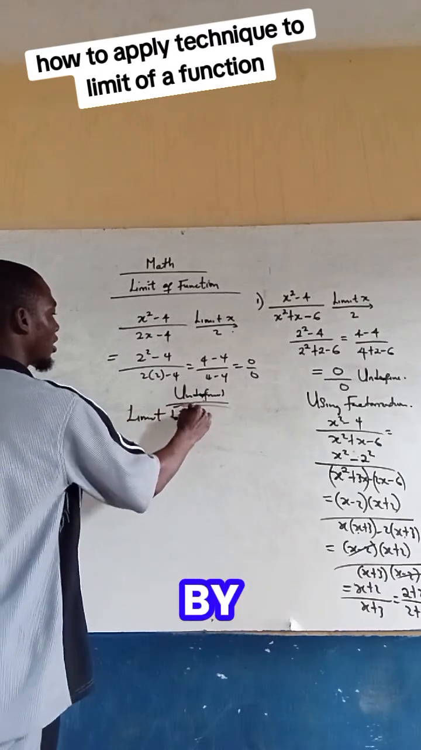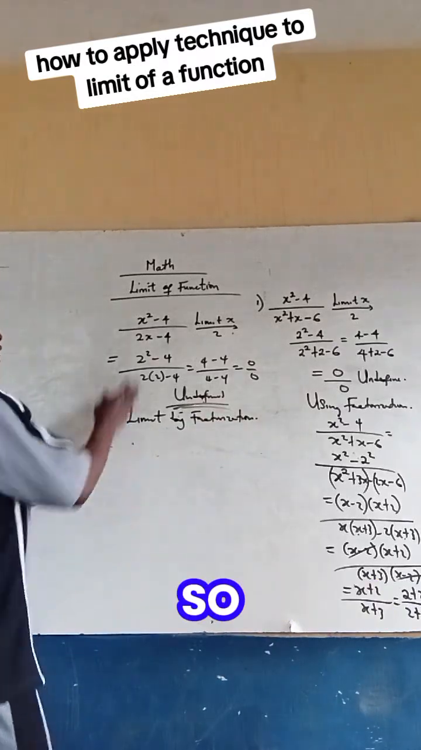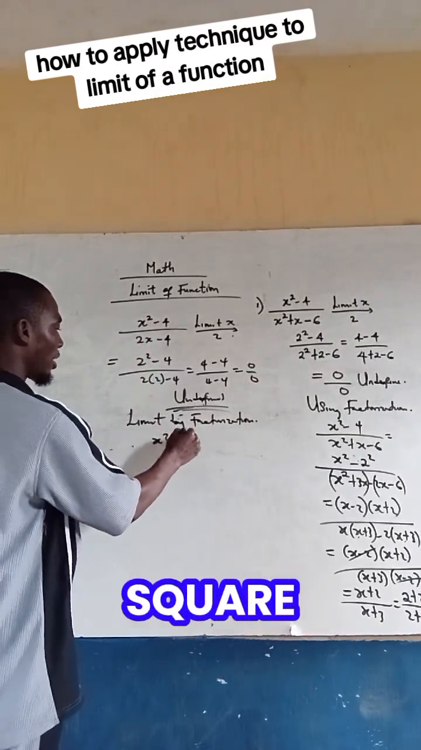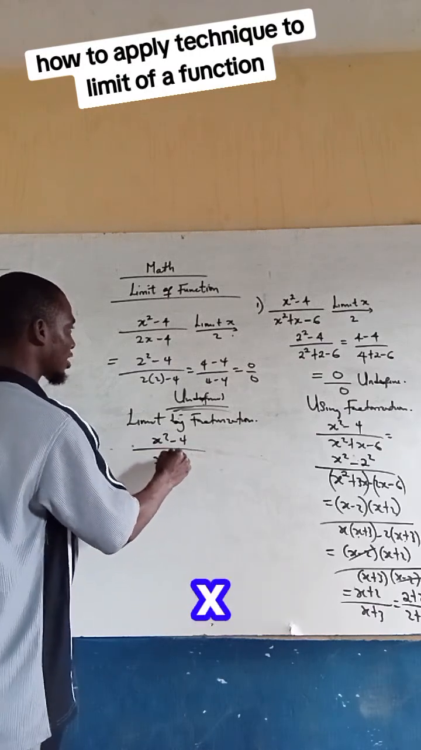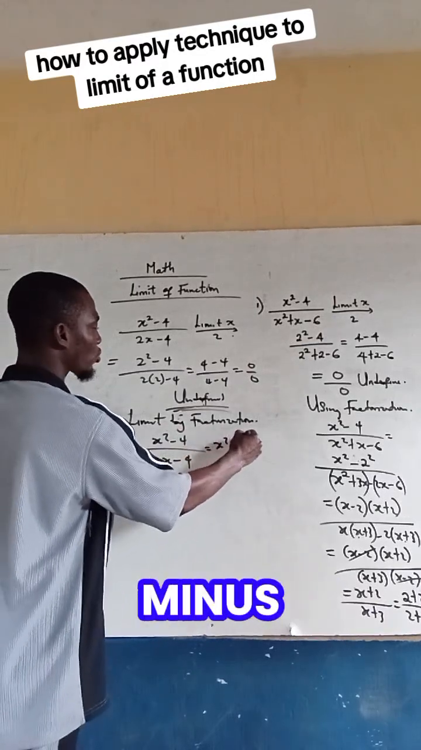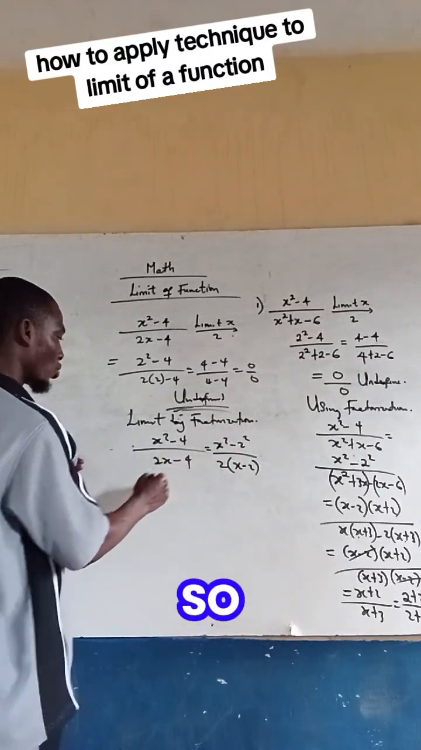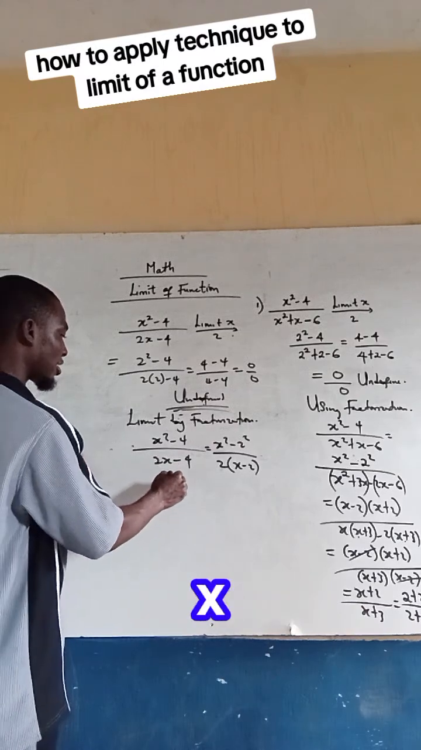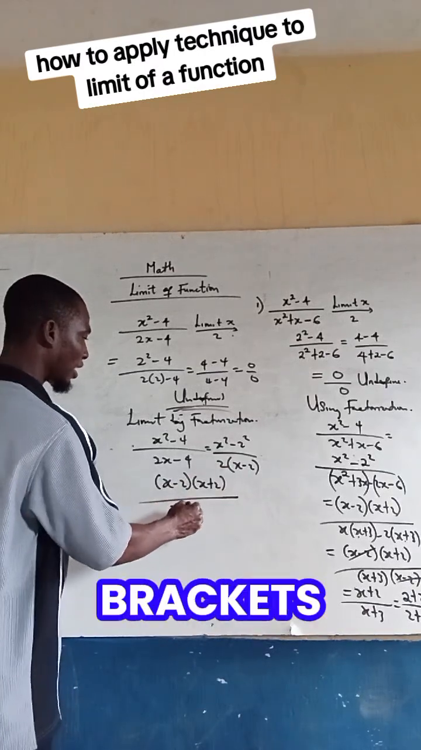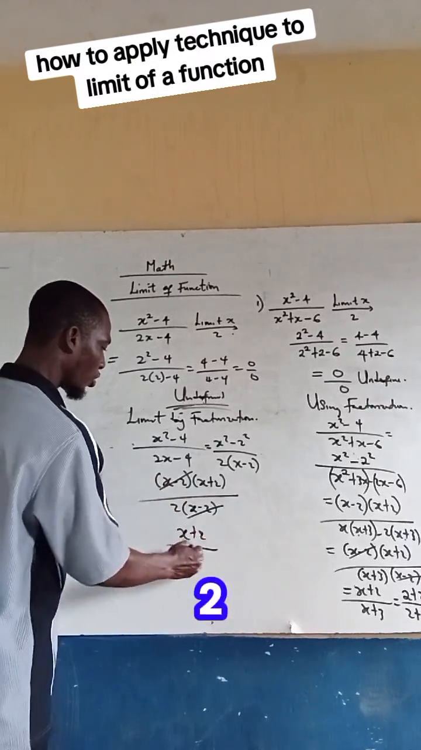Limit by factorization. So how do I do this? Since I'm having x squared minus 4 all over 2x minus 4, I'm going to factorize the difference of two squared here, x squared minus 2 squared. Then 2 is common here, 2 open bracket x minus 2. So the difference of two squared here will be x minus 2, x plus 2, all over 2 brackets x minus 2. This will cancel this. x plus 2 all over 2.